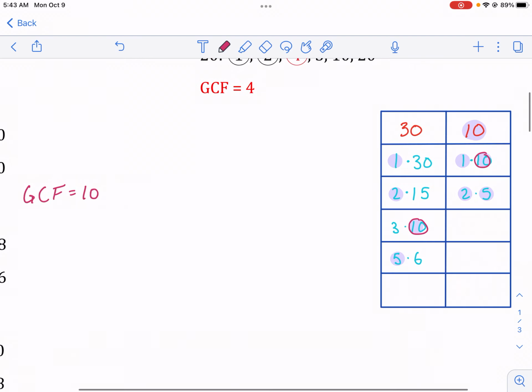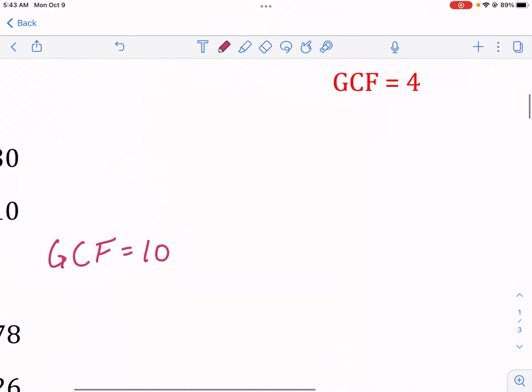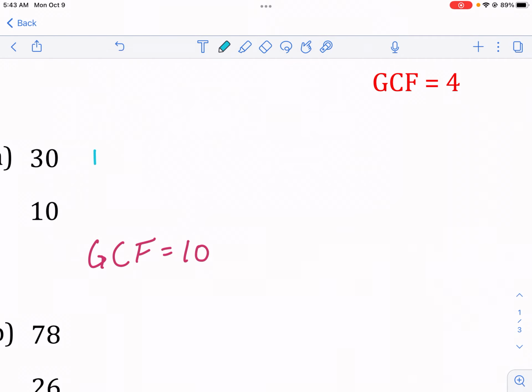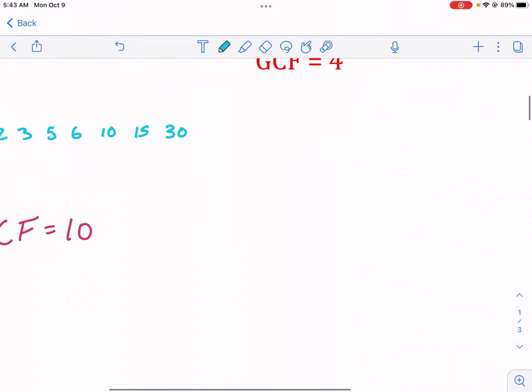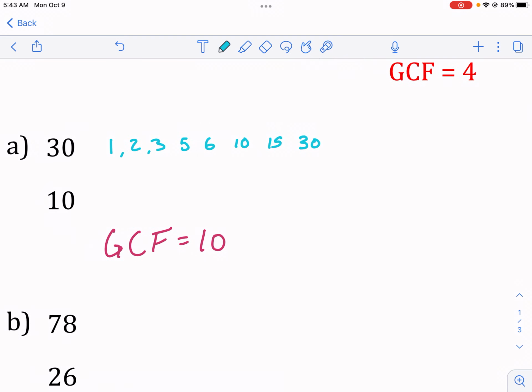Now, I can do the same thing. So this was the factor pair format. I can do the same thing over here as a list. So for 30, I have 1, and I'm going to put 30 over here. Then I'll put 2, and then 15, 3, 10, 5, 6. And I think that's all of them. Yes, it is. Okay, so that's 8 there. I can separate these with commas if I like. Those are my factors. And then the same thing for 10 is going to look like this.